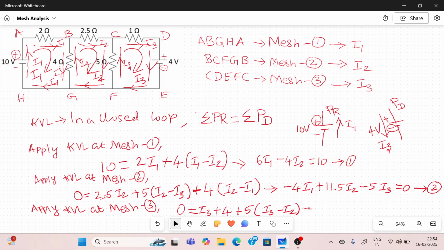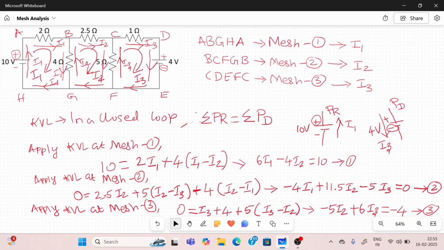What is the equation now? I1 first: there is no I1 here, so leave it. Next I2: minus 5 I2. Then I3: here 1 I3, here 5 I3, totally plus 6 I3. Then this 4 I can move to that side, so the 4 will become a minus 4. Now this is equation 3.